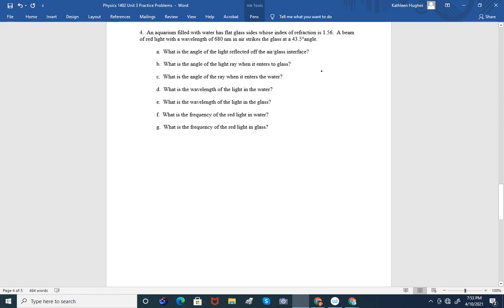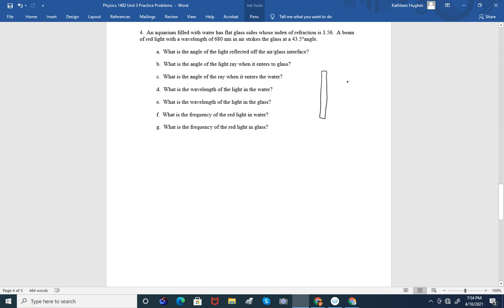Okay, so let's look at the remaining 4 review problems. These problems are from chapter 23, and the first one involves the wall of an aquarium. It says an aquarium filled with water has flat glass sides whose index of refraction is 1.56. A beam of red light with a wavelength of 680 nanometers in air strikes the glass at a 43.5 degree angle.